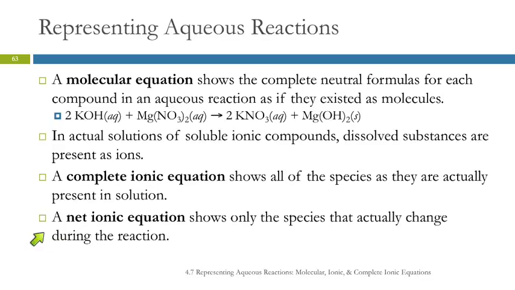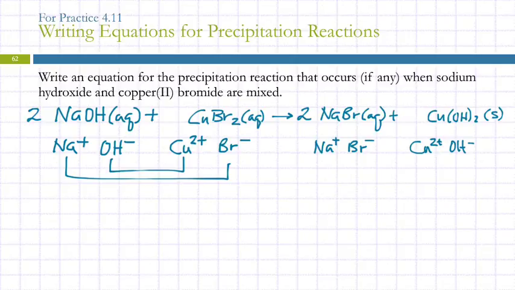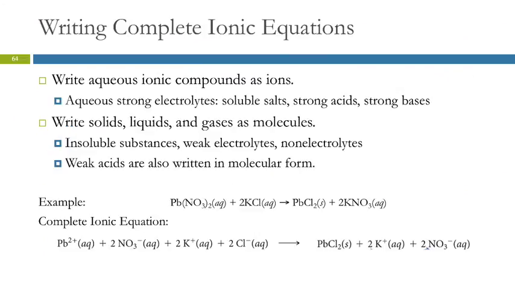The net ionic equation only shows the species that actually change. So in that previous example, sodium and hydroxide, and copper and bromide go to a party, right? And copper and hydroxide hit it off and they're making out on the back porch. Did anything really happen to sodium and bromide? No, they're still just at the party. They are unchanged. So in the net ionic equation, we don't include those. They weren't part of the reaction. They're just hanging around. So we call them spectators.